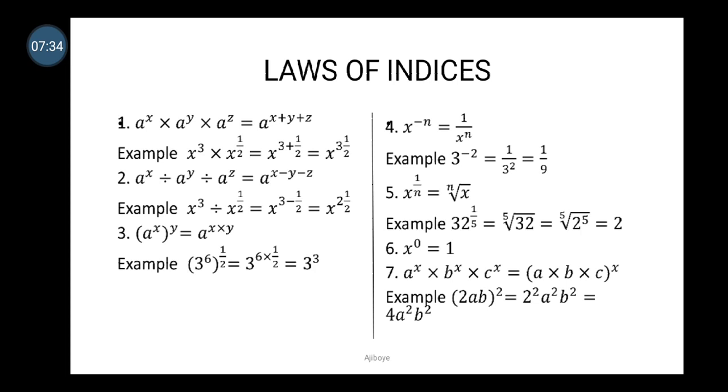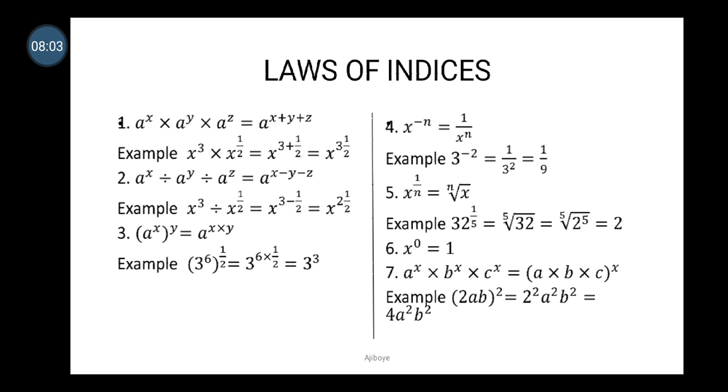Law 4: x raised to power minus n is equal to 1 over x raised to power n. That simply suggests that if you have a negative index, you can remove the negative by placing 1 over the index number. For example, 3 raised to power minus 2 becomes 1 over 3 raised to power 2. 3 raised to power 2 is 9. So that is equal to 1 over 9.